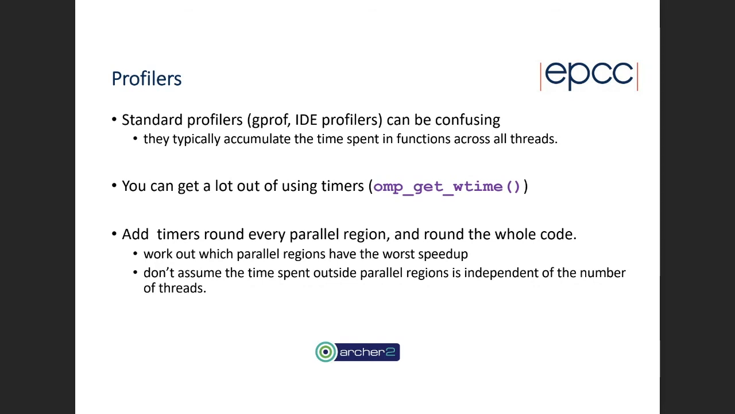You can get a lot out of using timers, so you can use OpenMP's built-in timer routine if you choose. What I would often do is add timers around every parallel region and also around the whole code, or at least the whole piece of code that's performance critical. This at least allows you to do the localization bit. It means that you can compute your speed up on a per parallel region basis, and that tells you a lot. It tells you which parallel regions have the big problems. And again, if I know the time for every parallel region and I know the time for the whole code, then I can subtract and work out how much time was spent in sequential code as well. And don't necessarily assume that doesn't change with the number of threads.